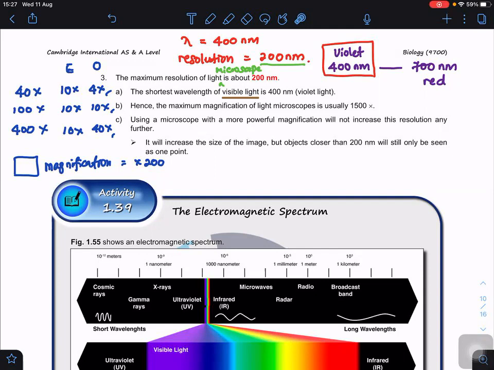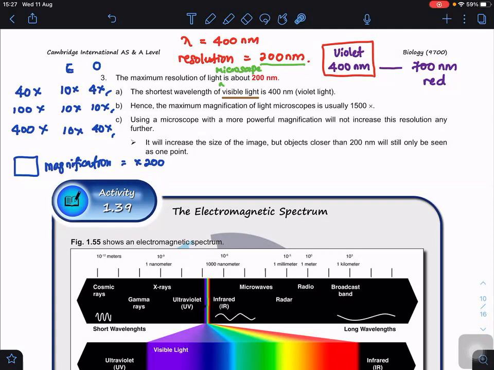Okay, so now, what is the maximum magnification of the microscope? The power of magnification is 1,500. If you continue to use a very powerful magnification, it won't increase the resolution because the problem is not in the lens. Let's say, for example, I can always photocopy to make it larger, right? So you can continue to make your picture larger, but there is no extra detail you can see.